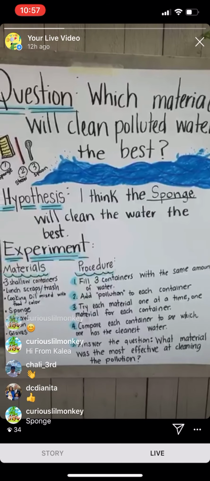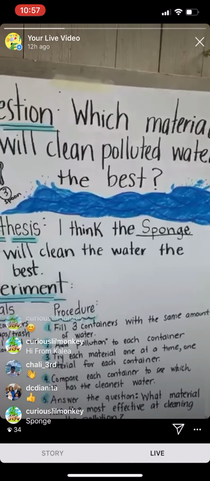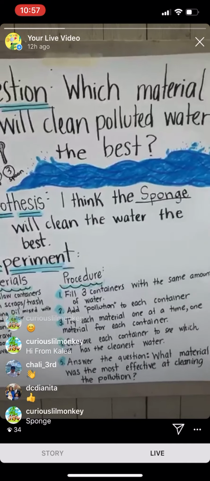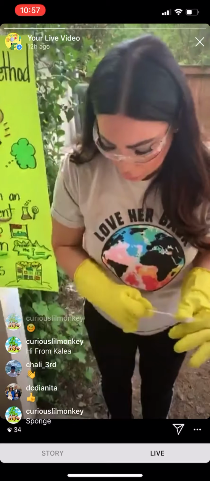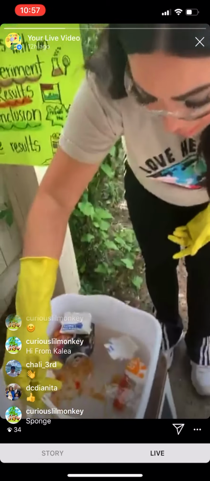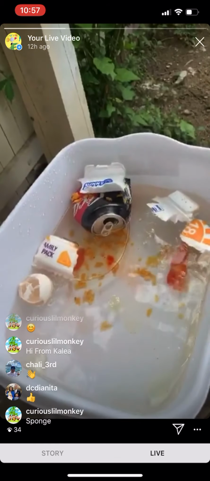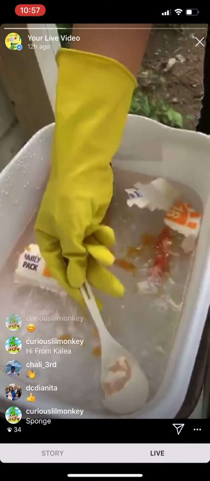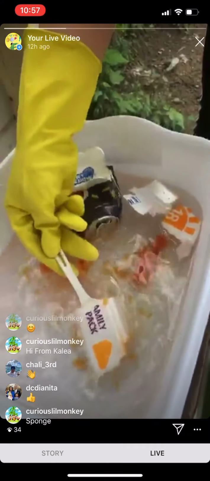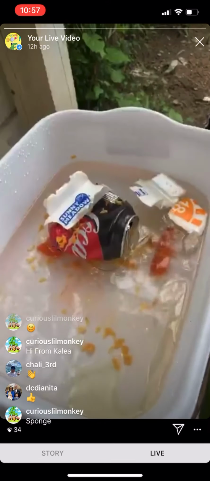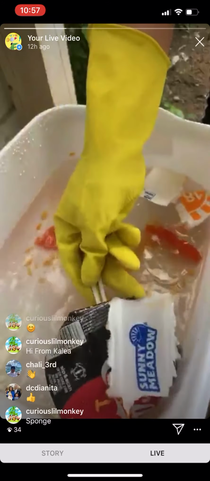Watering can to put my pollution in there. All right, here we go. Ready? Okay, here we go. The spoon. All right, so I'm just going to try to scoop out as much as I can. All right. The eggshell. The good thing about the spoon is that it's easy to scoop with. Let's see if I can get the can.